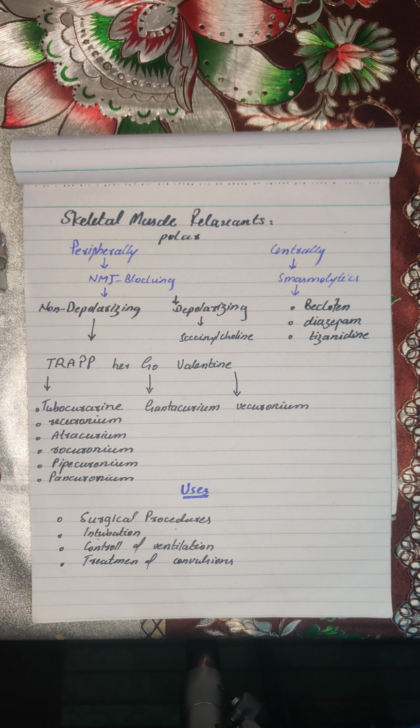In the upcoming videos we will discuss the individual drugs one by one, and in this video we also discuss the classification and the uses, why we need skeletal muscle relaxants. Now first of all, we have the classification. We can classify it in multiple modes, like peripherally acting and centrally acting. Peripherally acting, obviously, are the neuromuscular blocking agents, and centrally acting are the spasmolytics, which will act on the CNS.